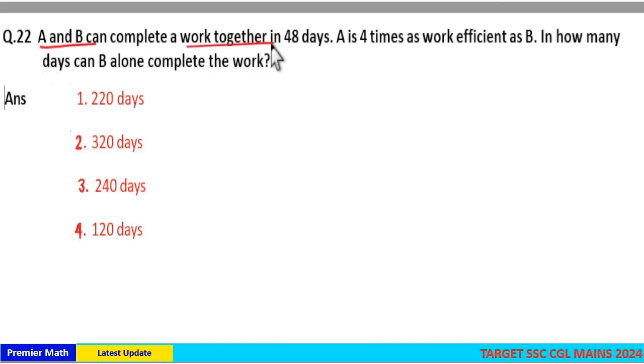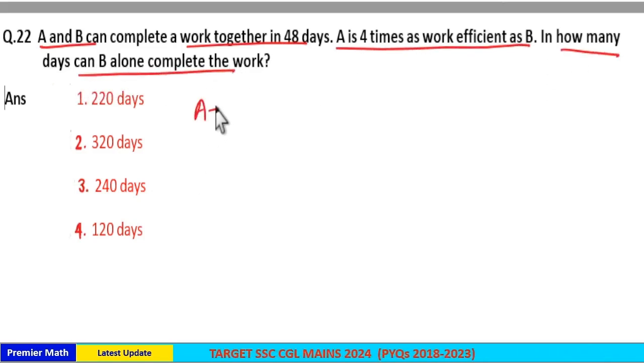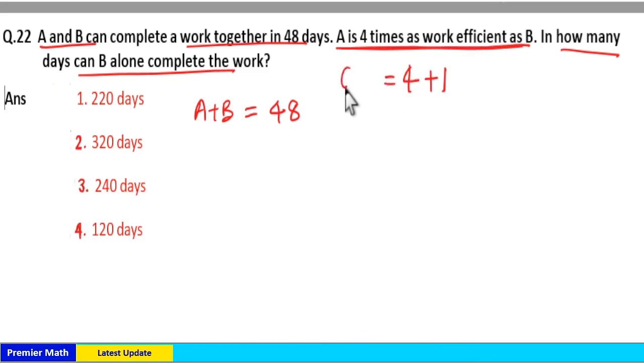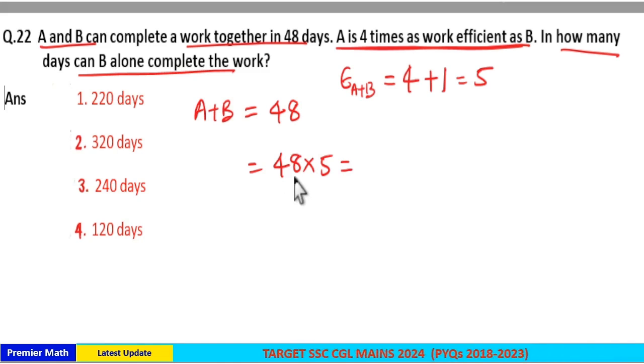A and B can complete a work together in 48 days. A is 4 times as work efficient as B. In how many days can B alone complete the work? Here A and B together complete the work in 48 days. And A is 4 times as work efficient as B, means A's efficiency is 4 units, then B's efficiency is 1 unit. So the total efficiency of A and B is equal to 4 plus 1, 5 units. Which means in one day, A and B together complete 5 units of work. Then in 48 days, A and B together complete 48 into 5 units of work.